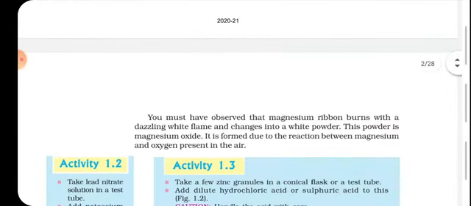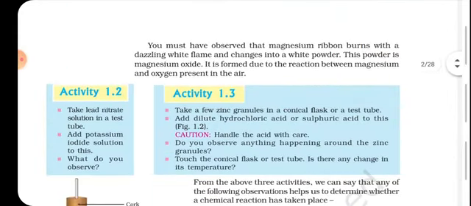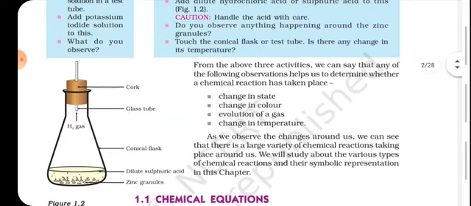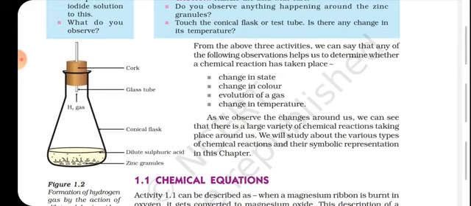So we can see over here, you must have observed that the magnesium ribbon burns with a dazzling white flame and changes into a white powder. This powder is magnesium oxide. It is formed due to the reaction between magnesium and oxygen present in the air. From the above activities, we can say whether a reaction has taken place or not.